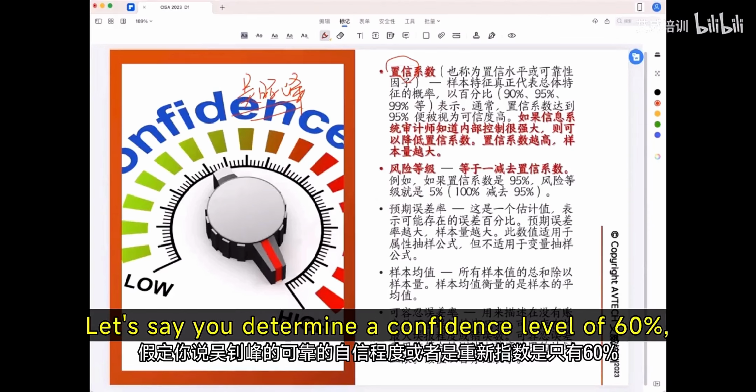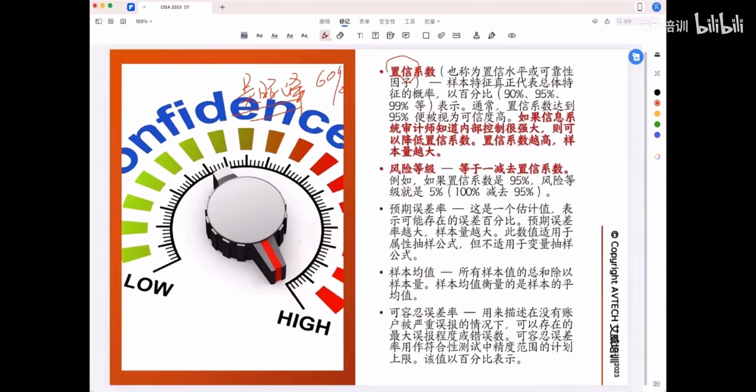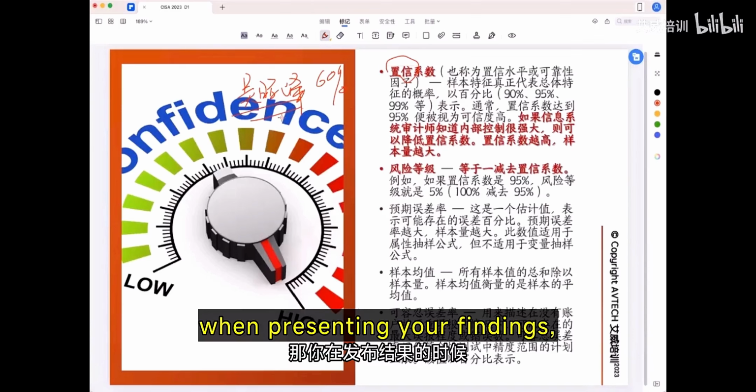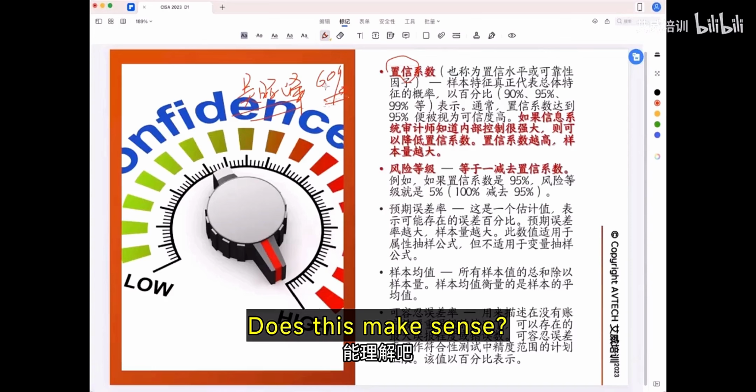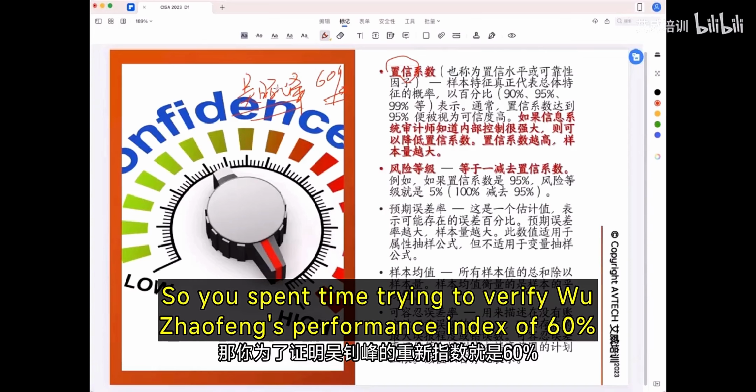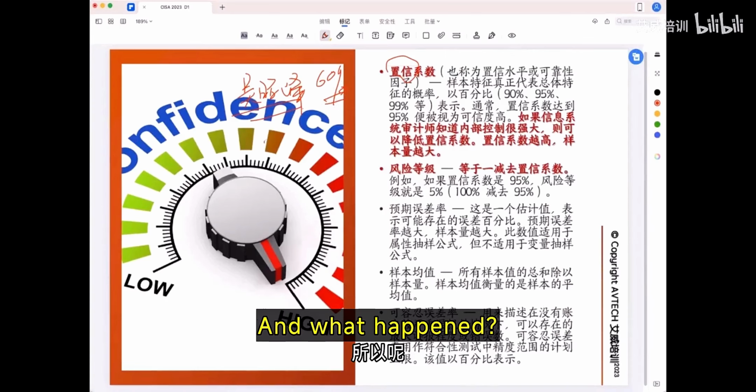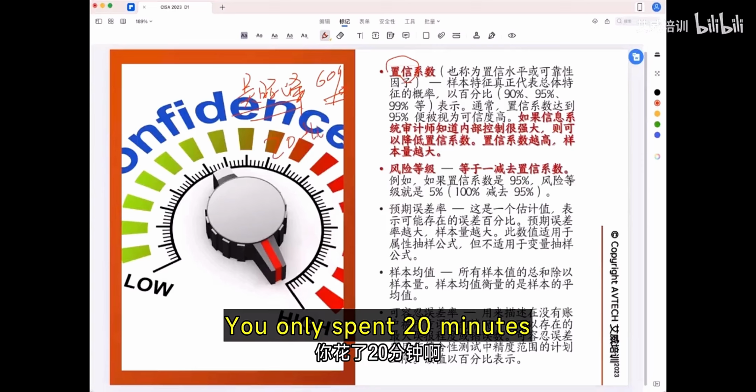Let's say you determine a confidence level of 60%. Consider this. In this case, when presenting your findings, your assurance only extends to that 60% confidence level. Does this make sense? So you spent time trying to verify Wu Xiaofeng's performance index of 60%. And what happened? You only spent 20 minutes doing some basic research.